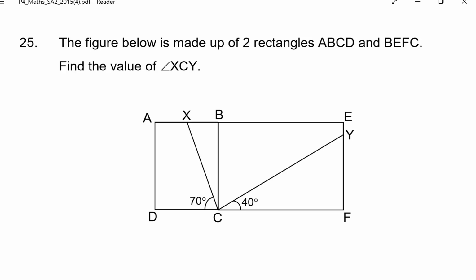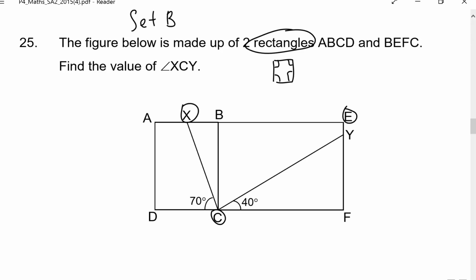Okay, let's continue. We last stopped at question 25. This is set B, and we are at question 25. Now the figure below is made out of two rectangles. We know that rectangles have 90-degree angles. So rectangles ABCD, you have BEFG, so that is BFC, so that's another rectangle. You're supposed to find the value of XCY.